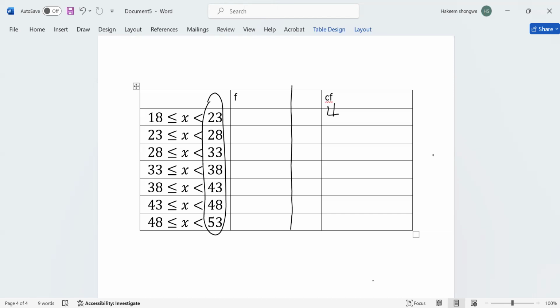28 is going to go with who? It's 12. 33? This one is 25. 38? It's 40. 43? 50. 48? 54. And then this one is 55.